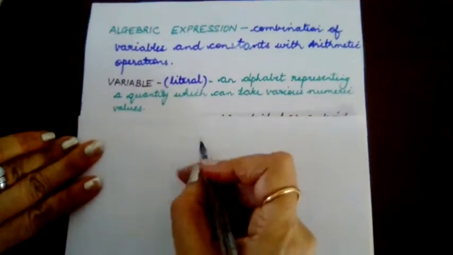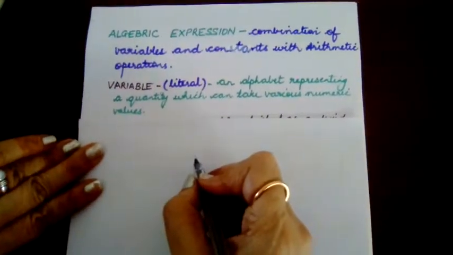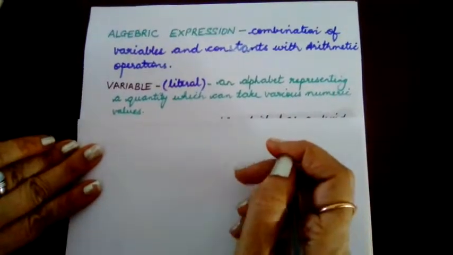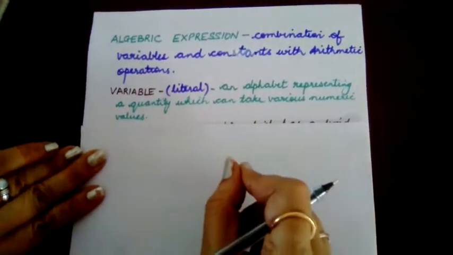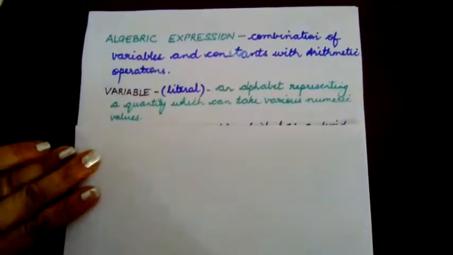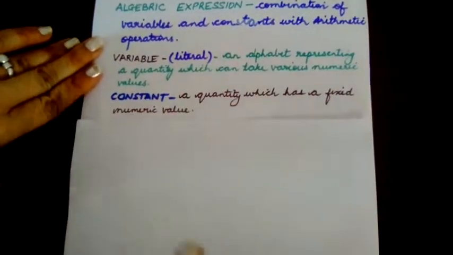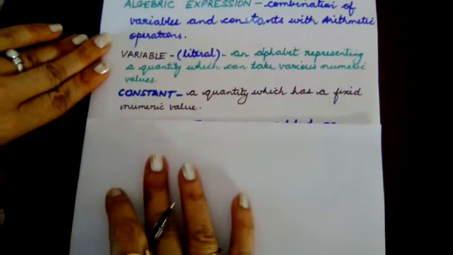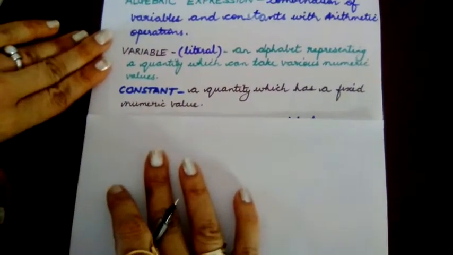Variable: an alphabet representing a quantity which can take various numeric values. As the name suggests, its value keeps changing. It's not fixed. So from the word vary, we can say it is variable. Constant: a quantity which has a fixed numeric value.